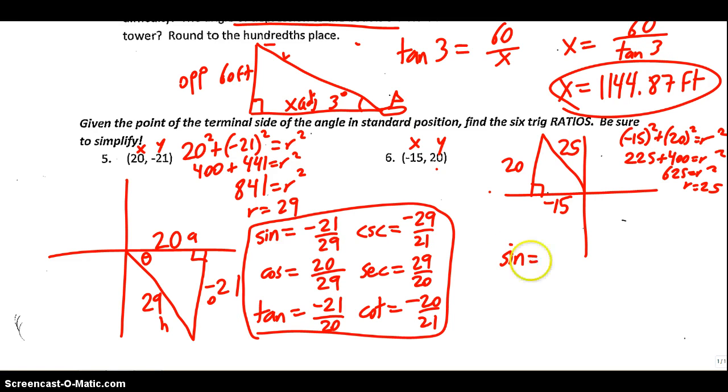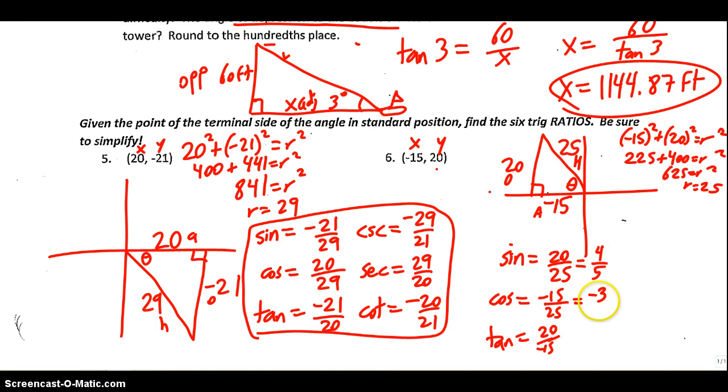The sine will end up being, here's your angle, so you can label opposite, adjacent, hypotenuse. Opposite over hypotenuse will be 20 over 25. Makes sense, sine should be positive in quadrant 2. Cosine will be negative 15 over 25. Tangent will be 20 over negative 15. Now the only thing is, we should probably reduce those because it does say simplify. So 20 over 25 is 4/5. Negative 15 over 25 is negative 3/5. And this one will be negative 4/3.